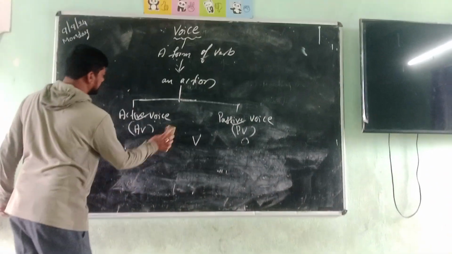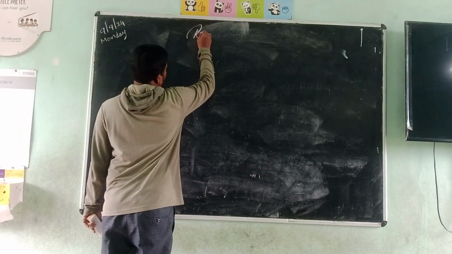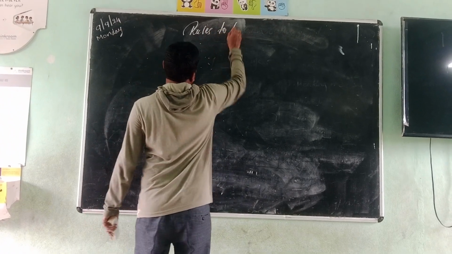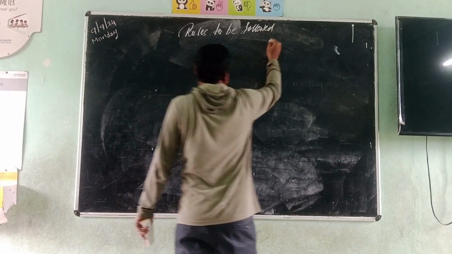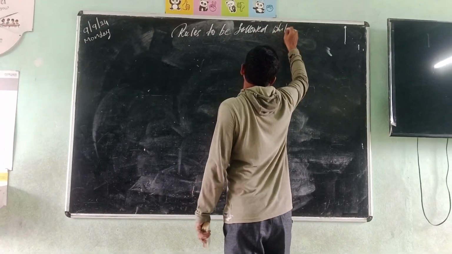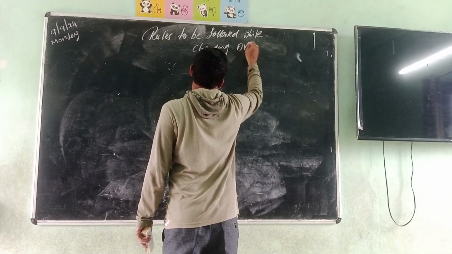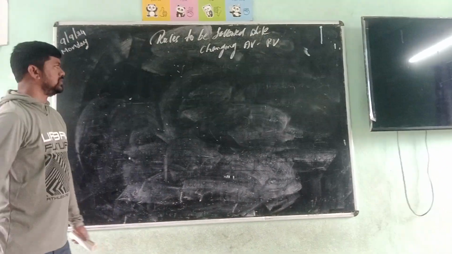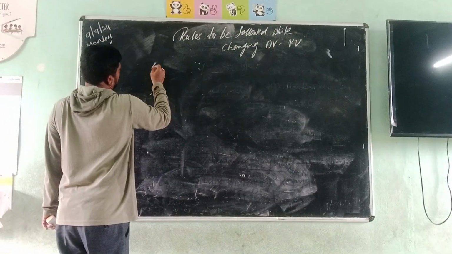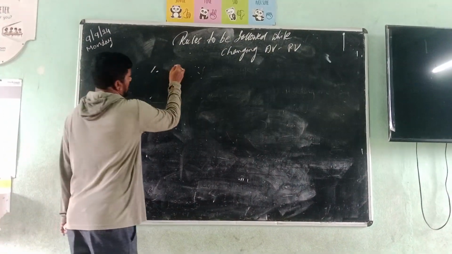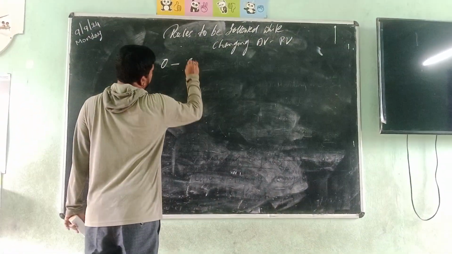Pause the video. Now, let us see the rules to be followed while changing AV to PV. What are those rules? See, for example, first rule, rule number 1: the object of the sentence should be changed into the subject of the sentence.